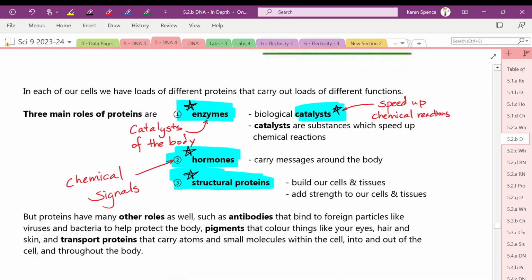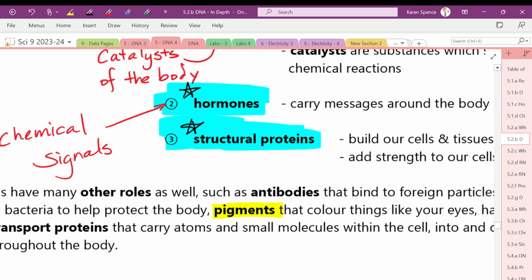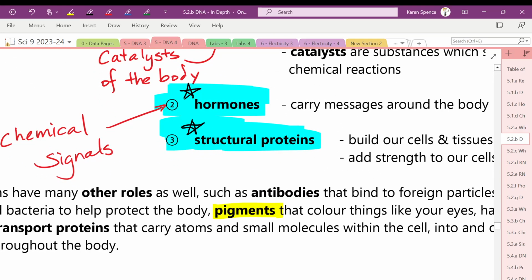Now, the other ones that you don't need to know as much about, but if you're interested, you can. We have pigments. Do you guys know what a pigment is? It's like a color. Okay, so if your eyes are brown, they have a brown pigment. If your eyes are blue, they have a blue pigment. If they're green, they have a green pigment. If they're hazel, you've got a couple of different kinds of pigments. Okay?